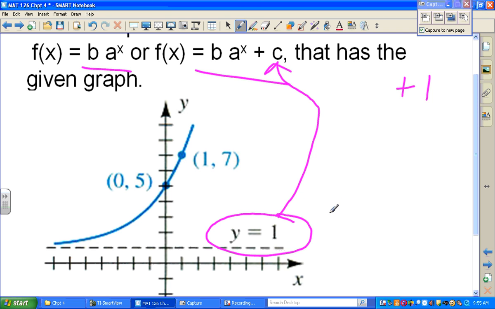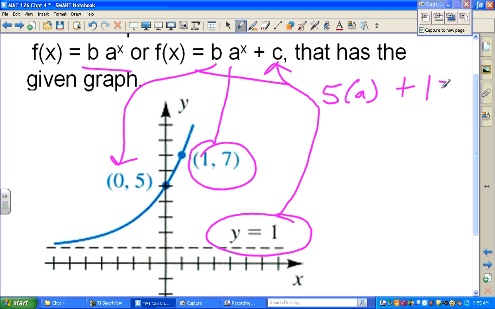What is B going to equal? Which point do you look at for B? Which point do you look at for A? Oh, the intercept for B. So B is going to equal 5. A, I don't know. I can't figure out. But I can use this point to help me. Equals 1 or 7? 7. And x is to what power? 1.